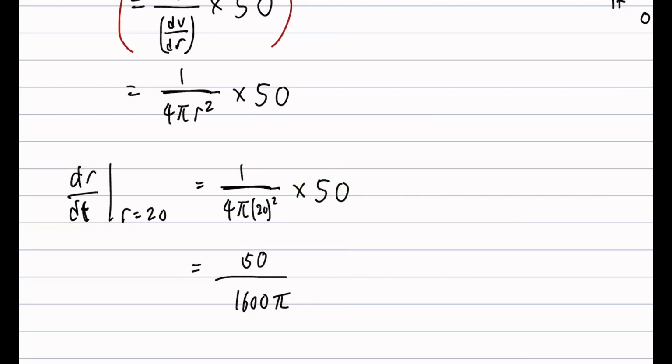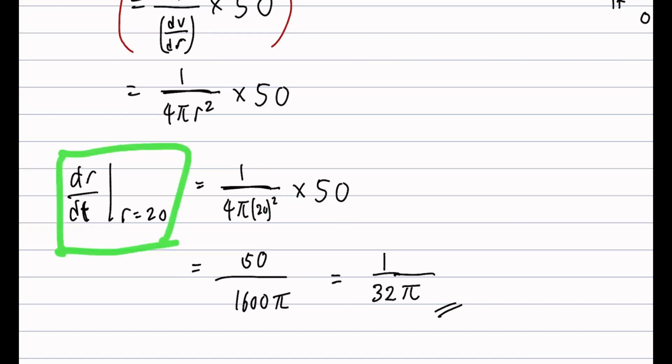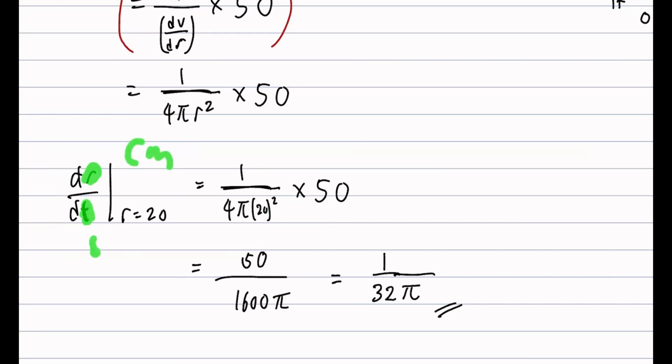Are we done? No, must be in simplest form. So 50 over 1600, use a calculator, you get 1 over 32 pi. But please take note, if you write the pi like this, it's wrong. If you write the pi at the top, it's definitely wrong. It has to be at the bottom, so 32 pi like this. Okay. What's the units? This one is a physics question already. It will be engineering, you'll see this again very, very often, rate of change. R by T, what's the units for R? Radius. cm. Yeah, what's the units for time?